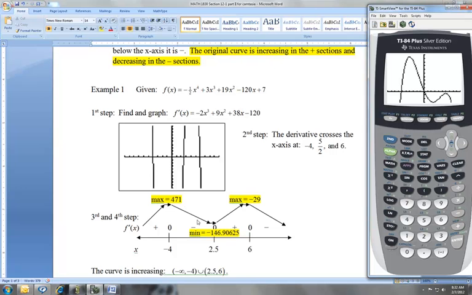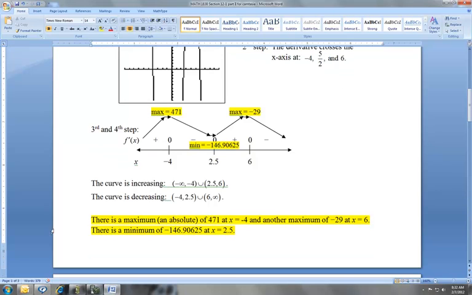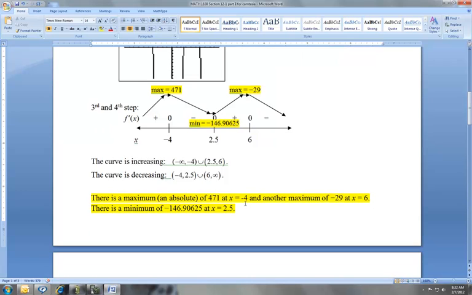I will be asking you for a window, and the window, your x min, x max, you go with respect to your x's down here, and give yourself a little bit of room on either side so you can actually see the movement of the curve. Y min, y max is with respect to these guys. How about that? Let's see what else. My next one. So there's a maximum, which is actually an absolute max of 471 at x equals negative 4. There's another max of negative 29 at x equals 6, and I've got a minimum of negative 146.90625 at x equals 2.5.